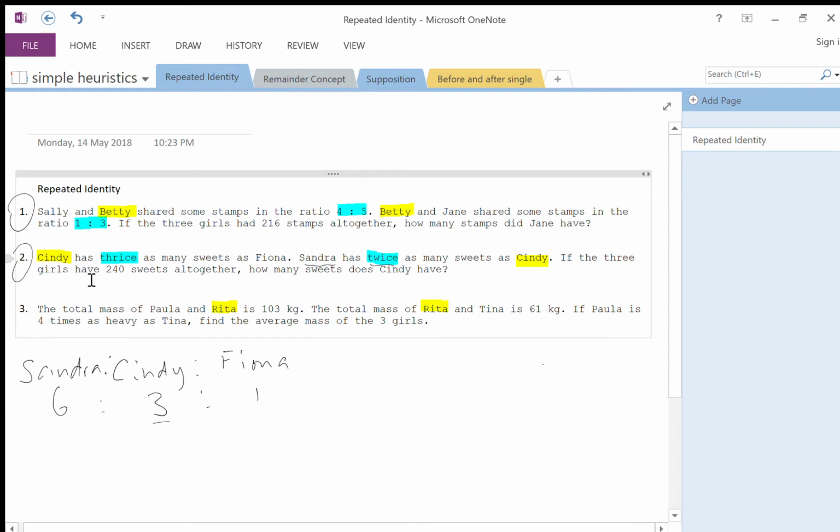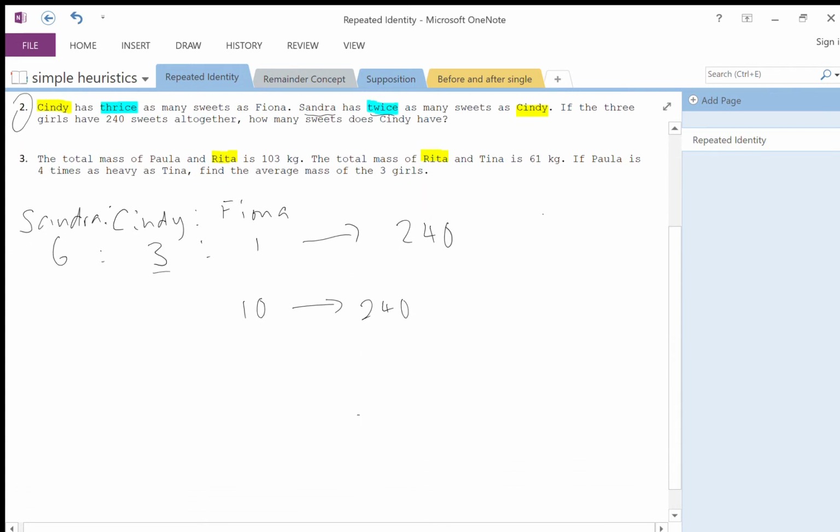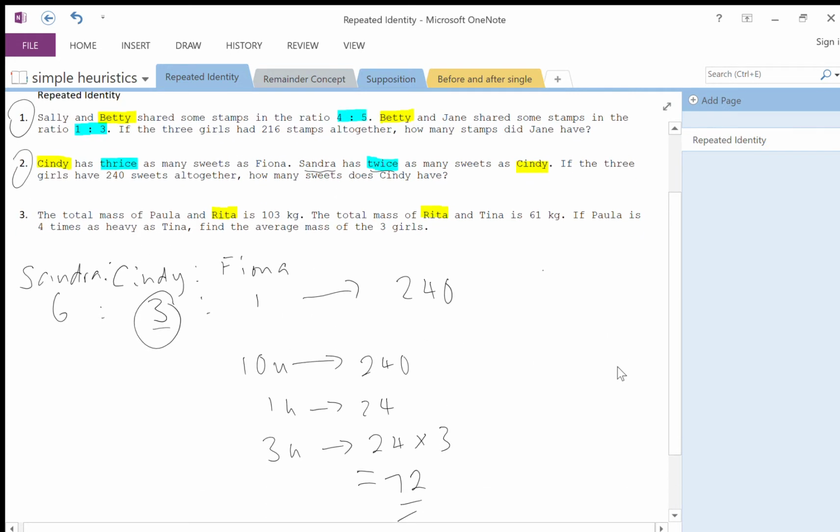Right. So if the 3 girls have 240 sweets altogether, that means if I were to add up the ratio, all of that would be 240, and the ratio in this case is 10. 6 plus 3 plus 1, 10, gives us 240, right? 1 is units, by the way, so 1 U will be 24. The question is, how many sweets does Cindy have? Cindy has 3 units, so that's 24 times 3, gives us 72. That's the answer, right? Now we look at question number 3.